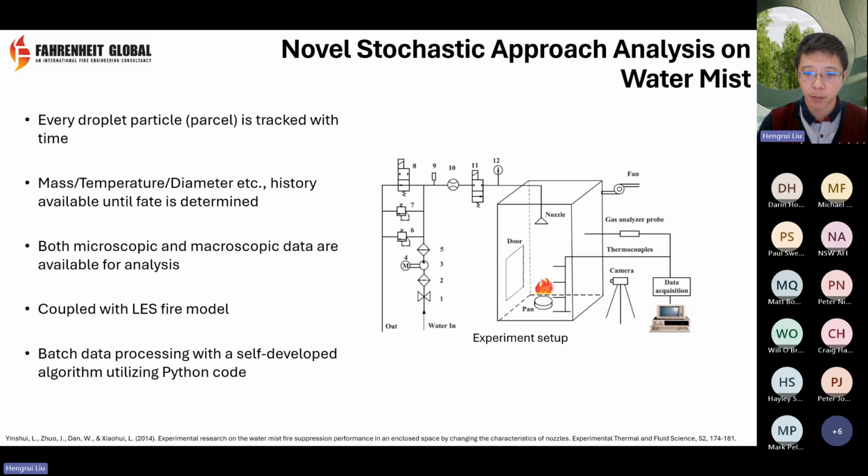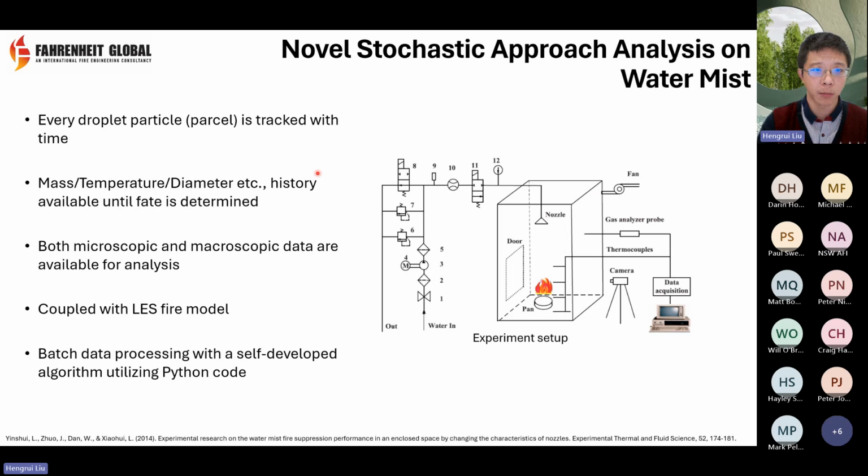They lit up a pan of fire here. They have a water mist nozzle on top of it. So basically, we cross-validated our experimental setup, our simulation with the experimental setup provided by the Chinese researchers.